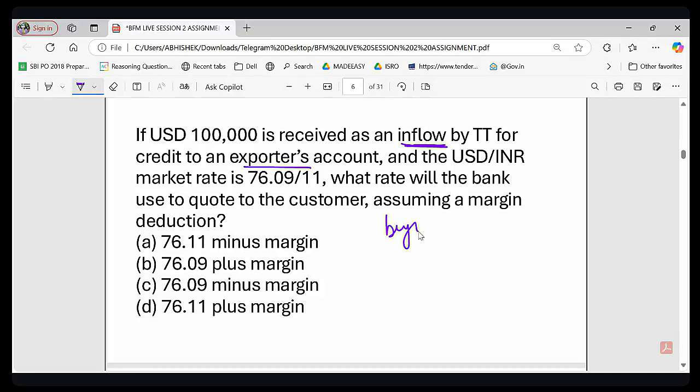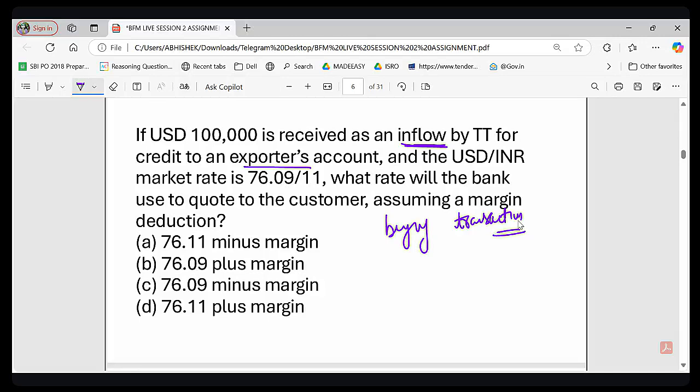The first thing you have to keep in mind is whether it is buying or selling. Whenever you have a doubt, please type in the chat box that you have not understood this. In this particular case, the bank is buying US dollar because the customer, who is the exporter, is bringing in foreign currency, and the bank credits INR to their account. So it is a buying transaction.